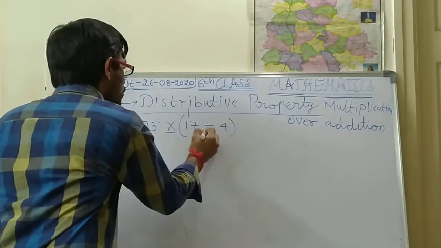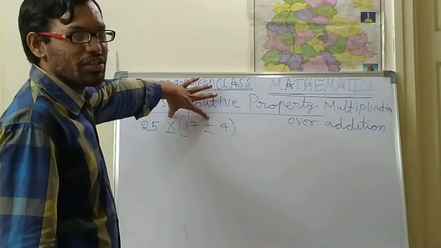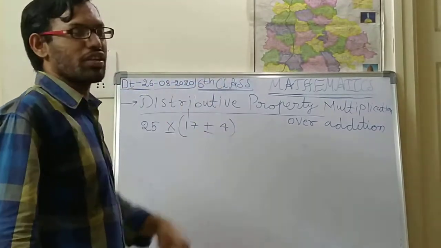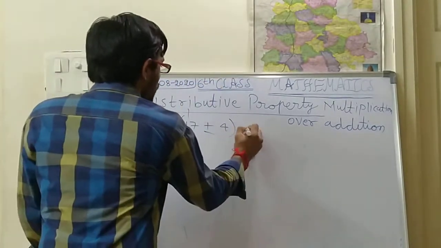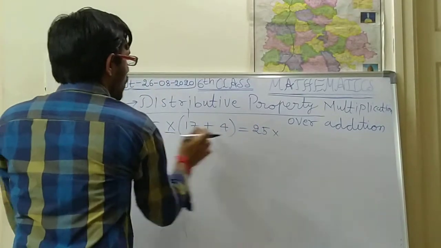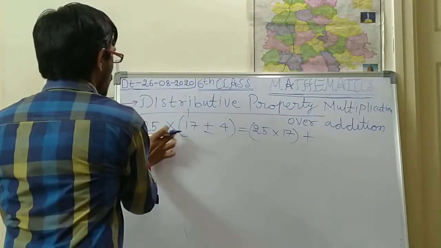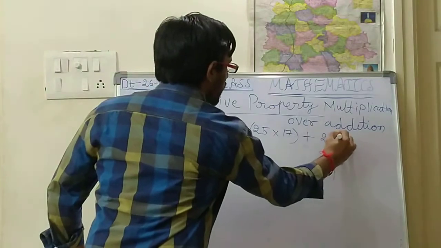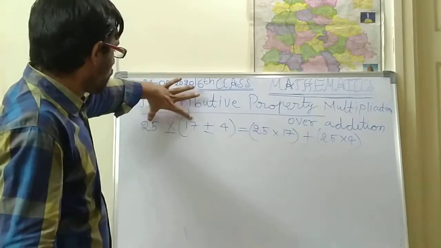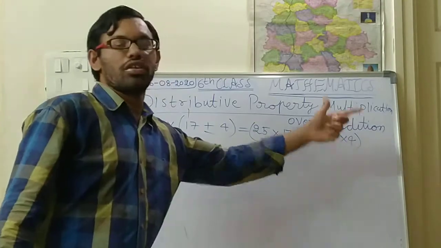Here we have to use two basic operations. In one property, two basic operations will be coming. So 25 you should distribute with the 17 and 4 with the help of addition. You should write it as 25 into 17 in brackets, plus 25 into 4. Like this you have to distribute: 25 into 17 plus 25 into 4.